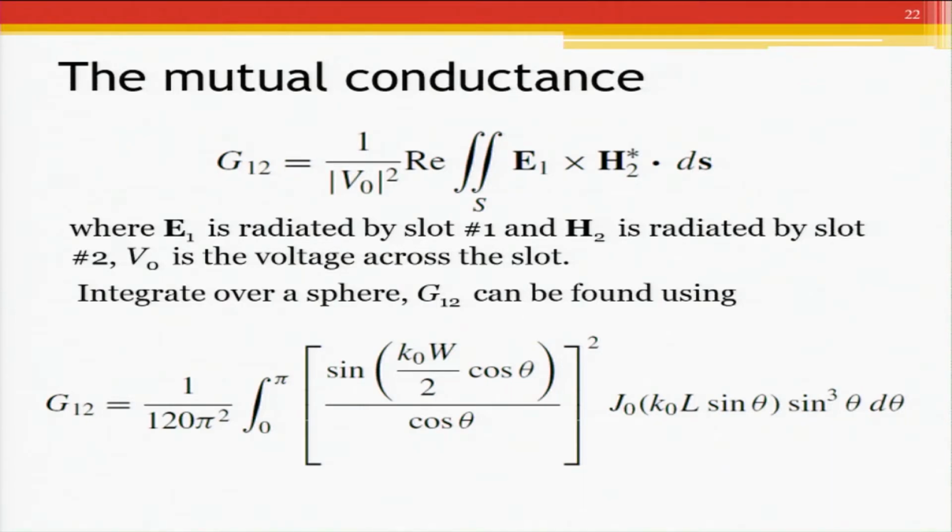E1 is radiated by slot number 1, H2 is radiated by slot number 2, and V0 is the voltage across the slot. At this point, I just want you to see it, as exposure, but we're not going to use it in our exam or in our homework. And in order to find G12, there are rigorous derivations, but finally we can find G12 using this integration and some functions.